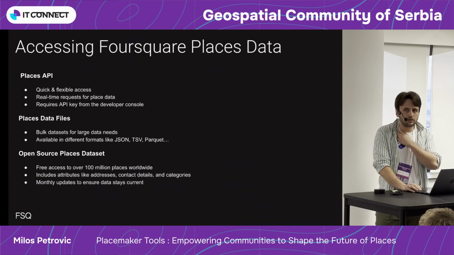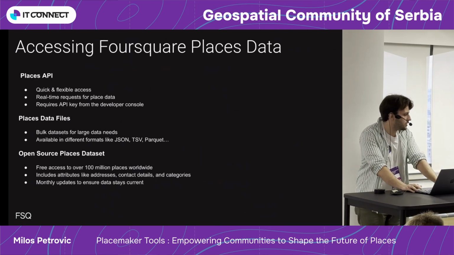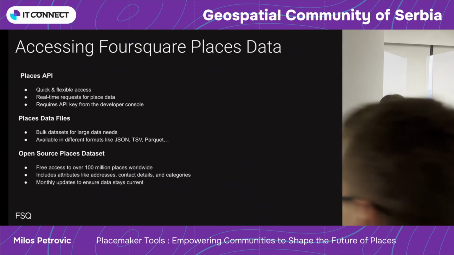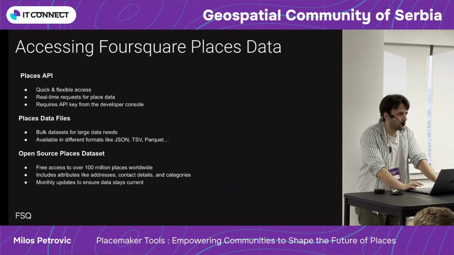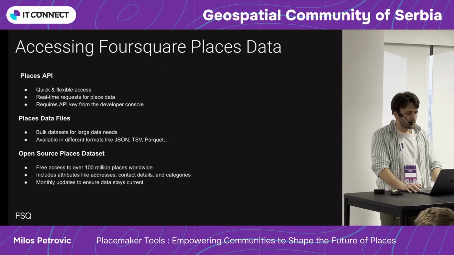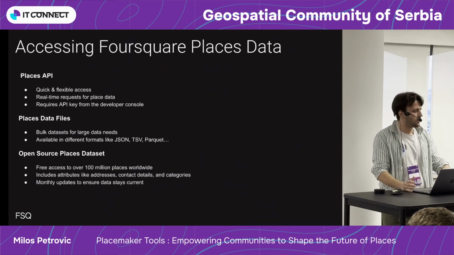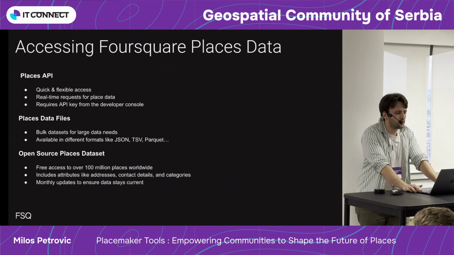And since last year, we started this cool thing called the Open Source Places Dataset, where each month we release a dataset with over 100 million places worldwide for free. You can just go to our website, look at that data and download it, do whatever you want with it. And each month we release a new version where we update the data that has changed over the past month. So each new version is an improved dataset.